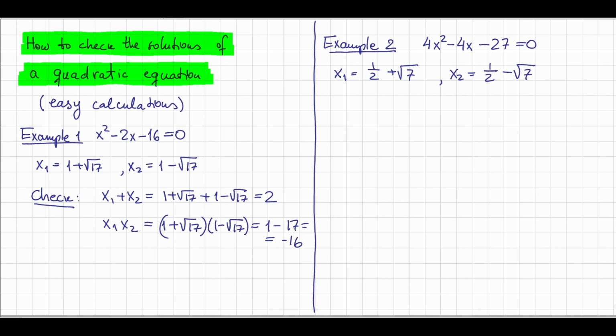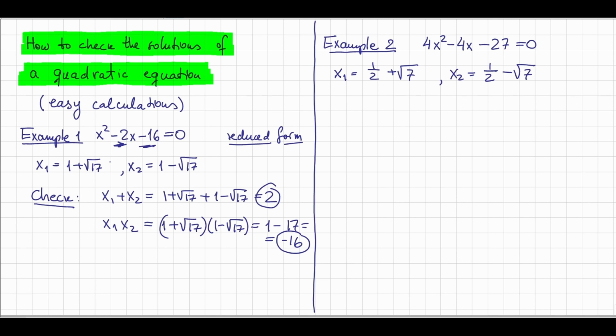And now what we check is that in the first case, 2 should be the negative of the second coefficient. And the second, minus 16, should be the third coefficient of our quadratic equation. If they are, then we have calculated them correctly. Now this is a method which works if the first coefficient in our quadratic equation, the leading coefficient, the coefficient of x squared, is 1. So that equation is in reduced form. So if we have reduced form, all we have to do is just to calculate the sum and the product and compare them with the second and the third coefficient, given that the first coefficient is 1.